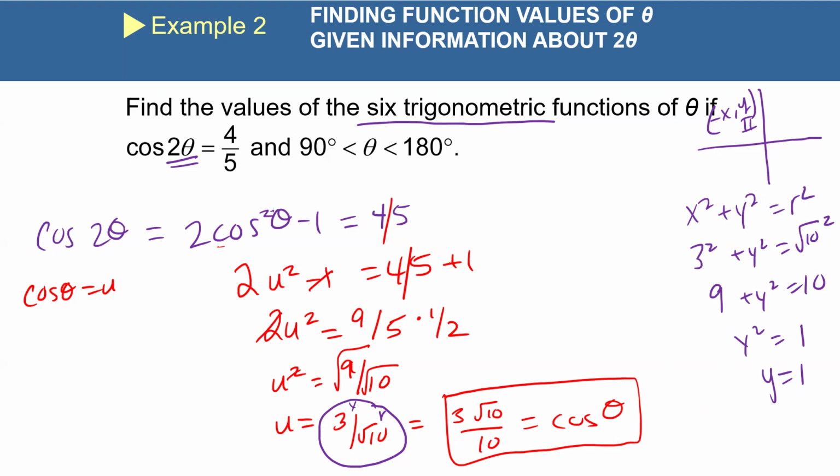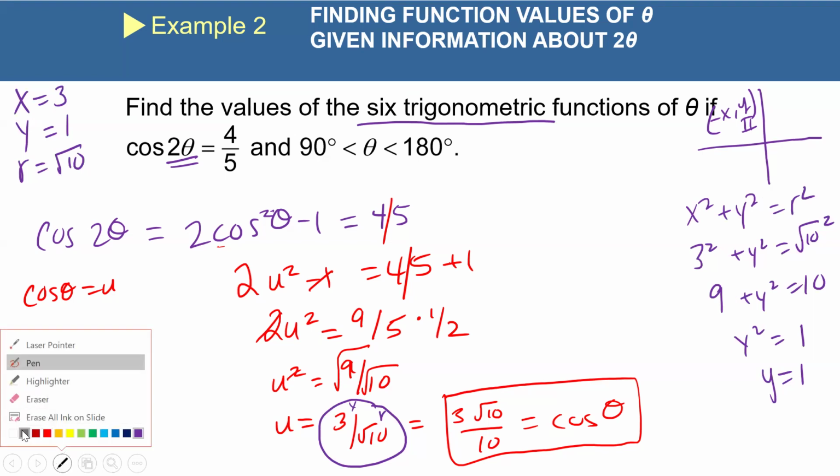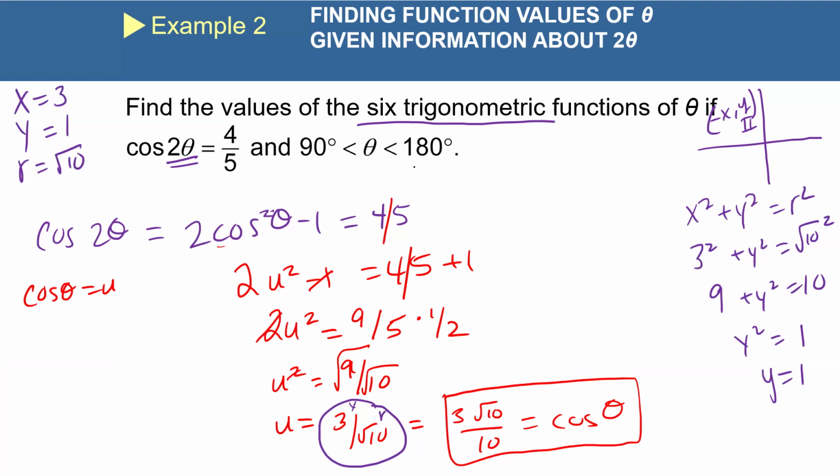Do we see that? So let's make sure we're all good. We know x equals 3, y equals 1, and r equals the square root of 10. So now we're going to brush off our ratios. Are we ready? So sine theta equals y over r. So what is our sine for this problem? Perfect. Good job.